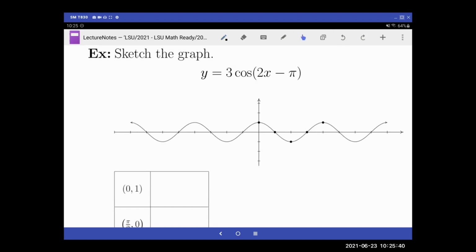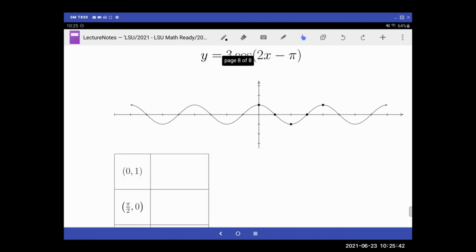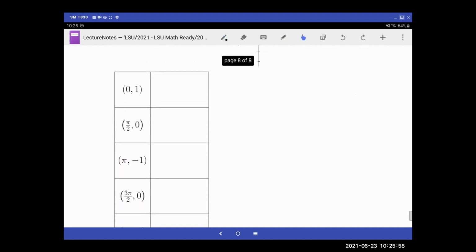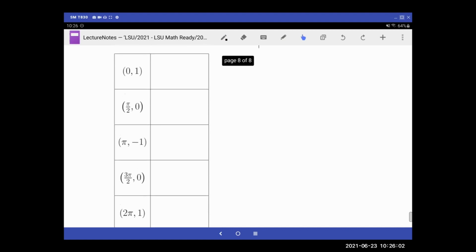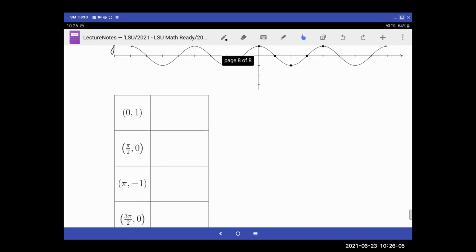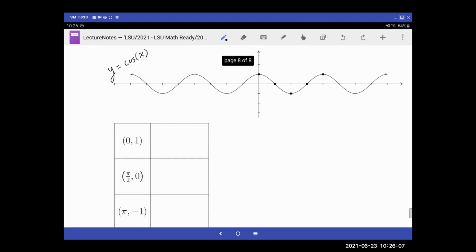So here we have y equals 3 cosine of 2x minus pi. Right here is the graph of y equals cosine x. And I labeled some crucial points here that occur throughout the first period. And you see I listed them here. Okay. So what I'm going to do is figure out the new points. Okay, so these are the old points. We want the new ones.